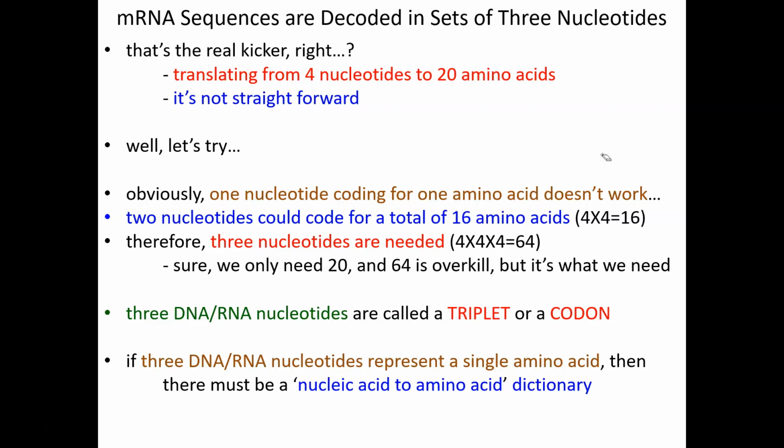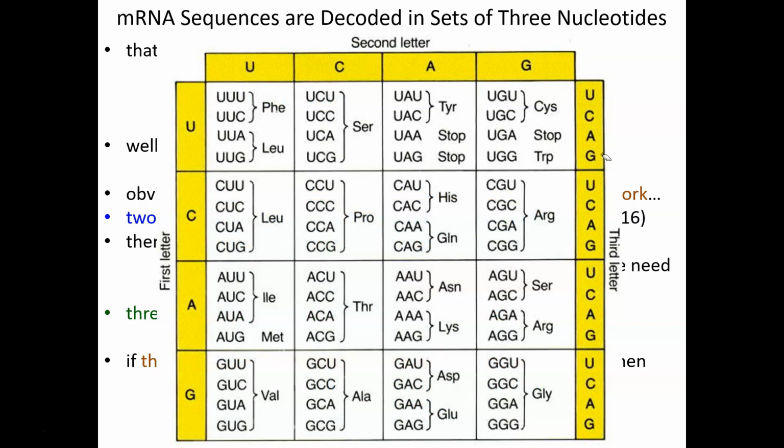And if 3 DNA or RNA nucleotides contain the information for a single amino acid, then we can deduce a nucleic acid to amino acid dictionary. We can truly translate. And we have done that. We call that the genetic code. And here it is in all of its glory. This is the genetic code for RNA. So in the center here, we have all of those 64 codons, all of those 64 triplets, the 64 different sets of 3 nucleotides that we can have. And we also see what amino acids those codons code for.